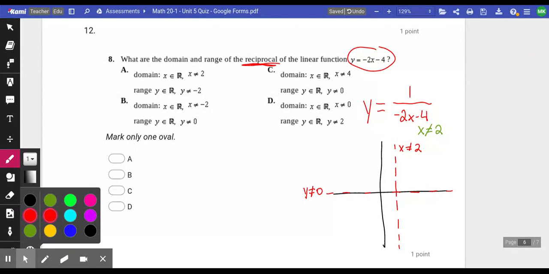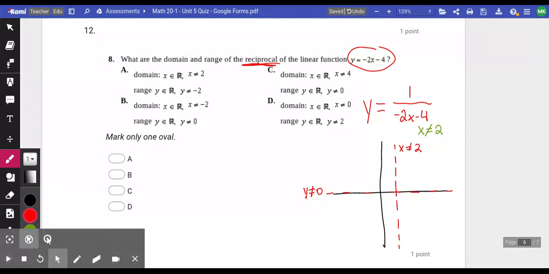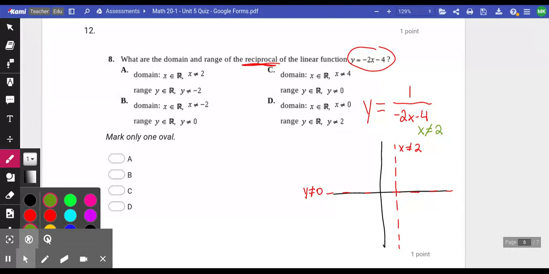caramba, there isn't an answer here that matches. Why not? Oh, sorry, that's why. I was starting to freak out here. I mean, it's negative 2. X cannot equal negative 2, because negative 2 times negative 2 would become positive 4. 4 minus 4 is 0. So that means x cannot equal negative 2. I put that asymptote in the wrong spot. This should have been over here.